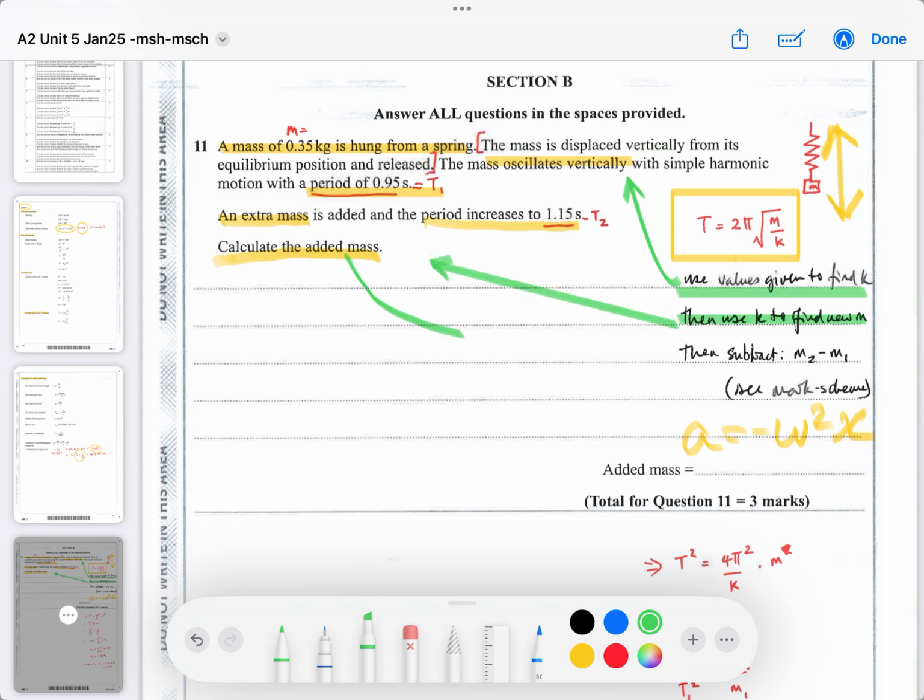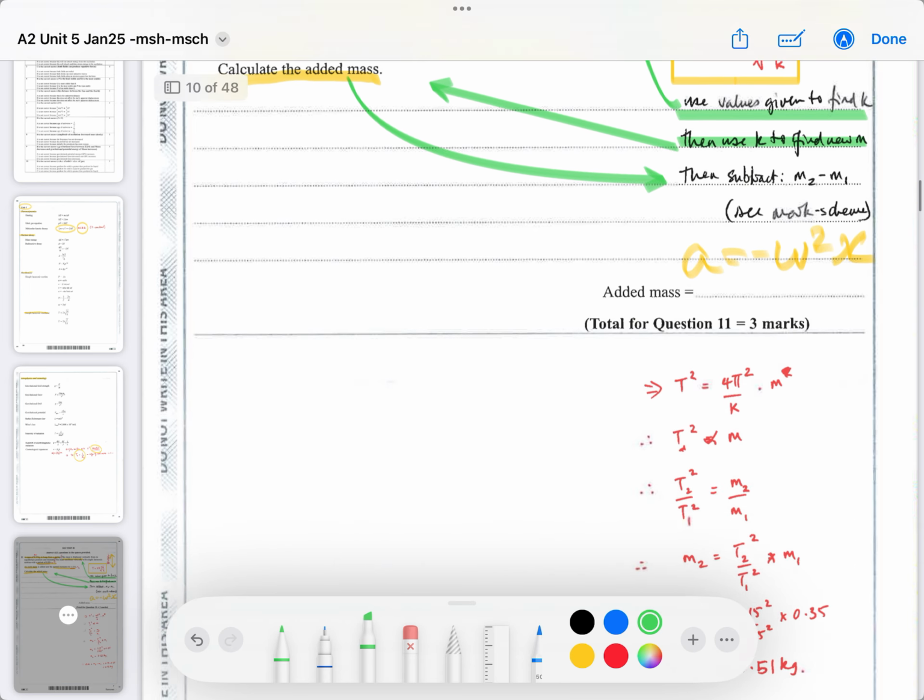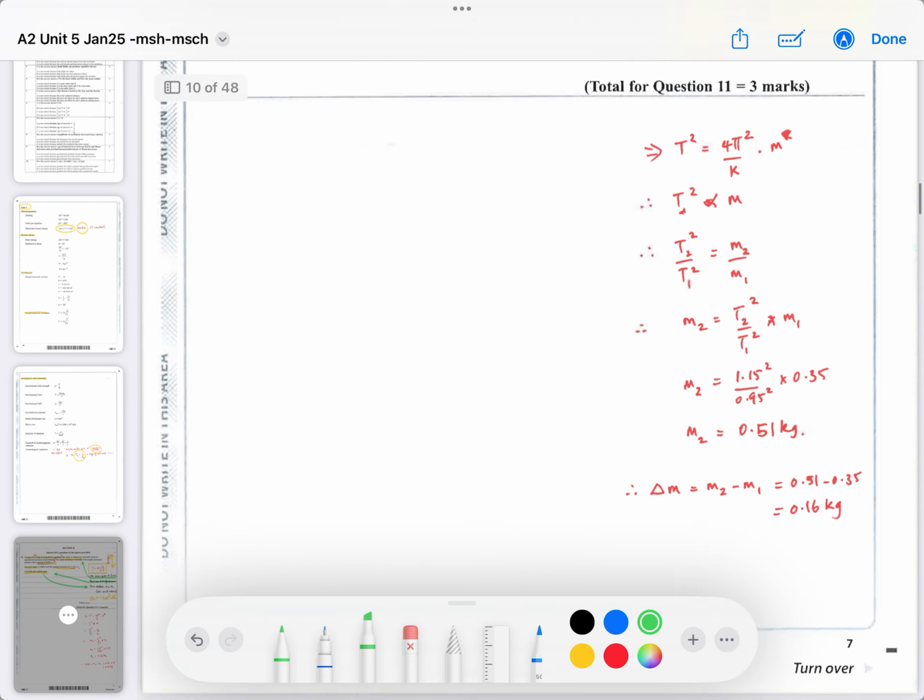Then to work out the added mass, you've got to subtract m2 from m1, and the mark scheme uses this method. However, I'll show you the mark scheme in a minute. However, I came up with the algebraic solution, which the mark scheme refers to. Because I changed the equation T equals 2 pi root m over k by squaring both sides, there's another way of doing it. Ignore this, that's just my mistake.